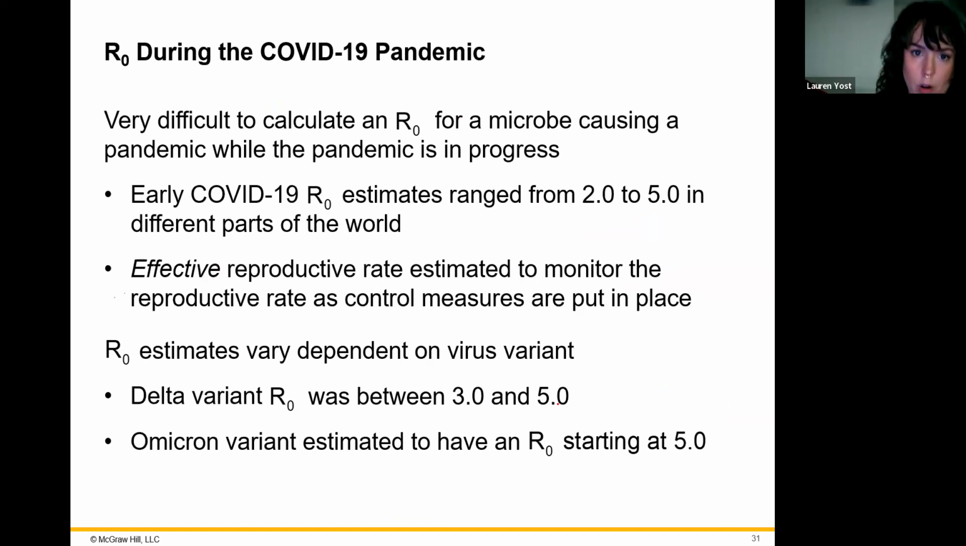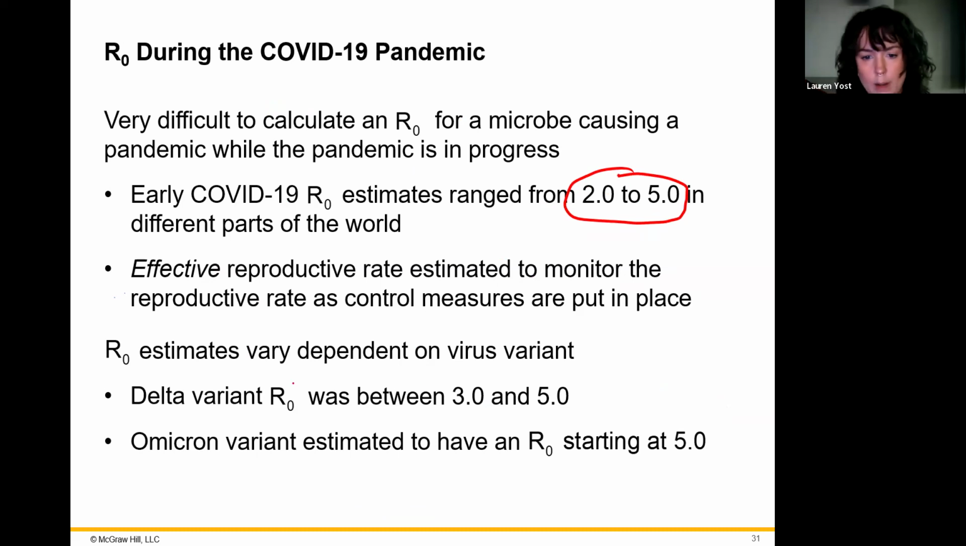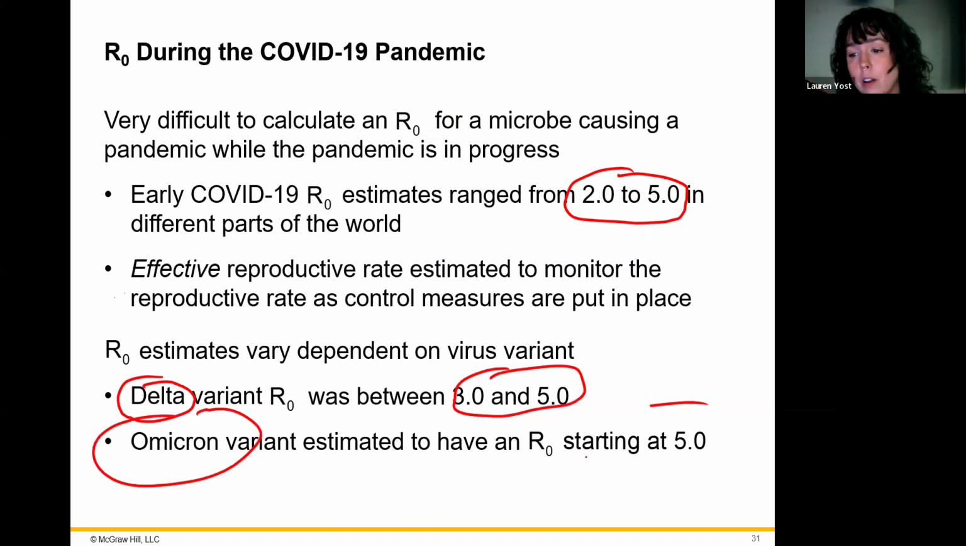Okay, COVID during the pandemic, like actually during it, it's almost impossible to figure out what the R naught is of something new that's up and coming. So in the beginning, we thought it was 2 to 5. So that's if you're sick, you're going to infect 2 to 5 people. But now we know Delta, the different variants have their own. So Delta is going to be 3 to 5. And then Omicron is at least 5.